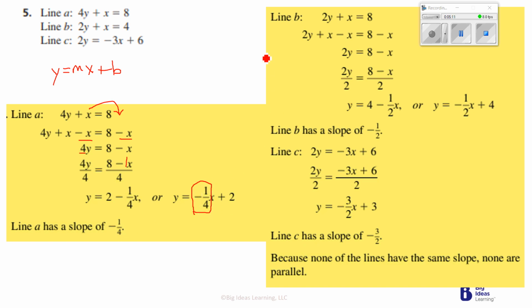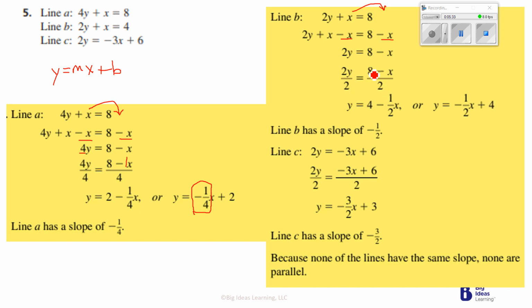All right, let's go ahead and go line B now. Again, we've got to get x over on this side, so we're going to subtract it from both sides. This will give me 2y on this side, 8 will come down, and the negative x will be over here. Next, we're going to divide by 2 so we can get y by itself. Whatever I divide from one side, I do the other.